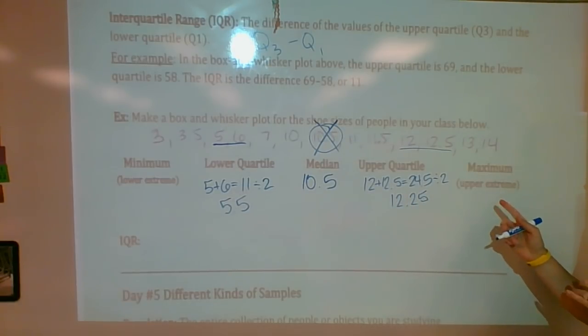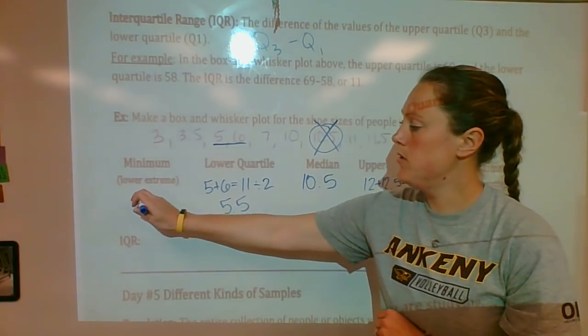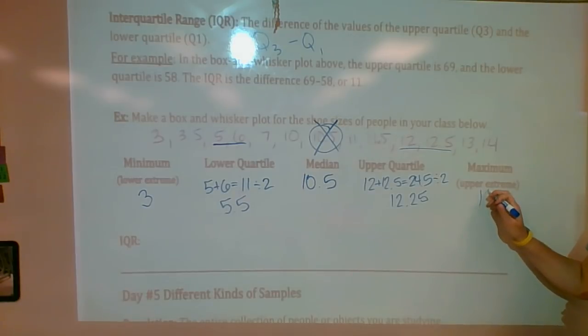The minimum and the maximum are just my smallest number and my biggest number in the list. So my smallest number was 3. My biggest number was 14.